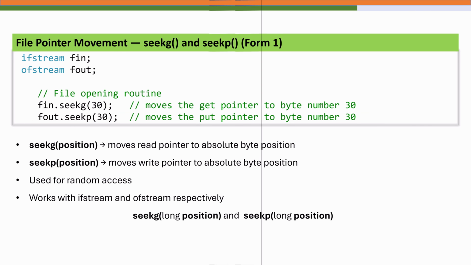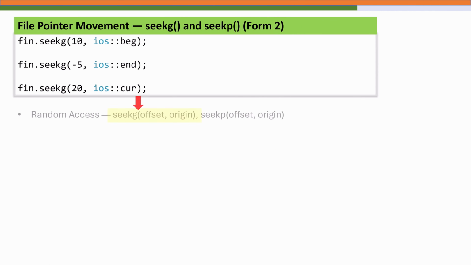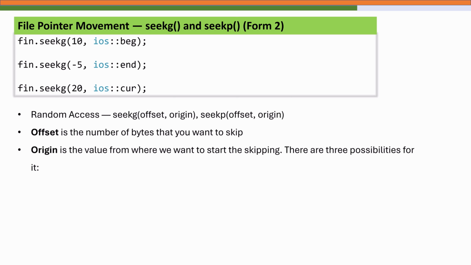Now let's move to the second form of these functions, one that provides much more flexibility by allowing us to move the pointer relative to a reference point, unlike an absolute byte position. So this form looks like seekg with two arguments now. One is an offset and the second one is an origin. Here offset tells us how many bytes to move. Origin specifies from where that movement begins.